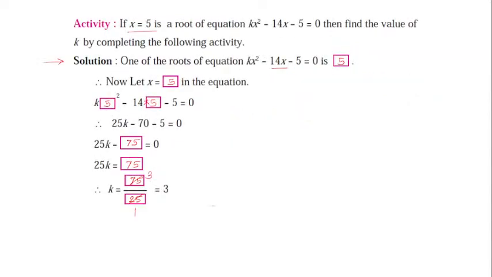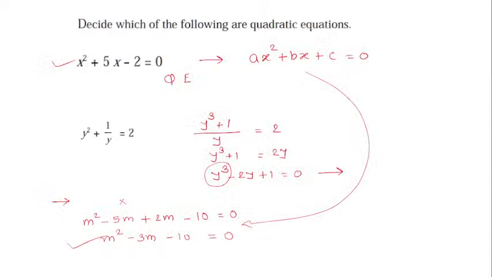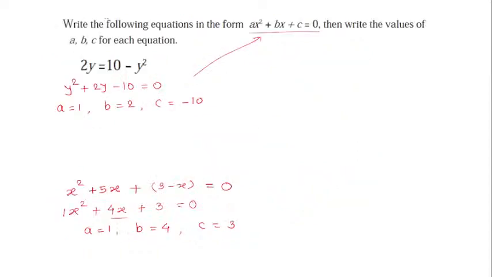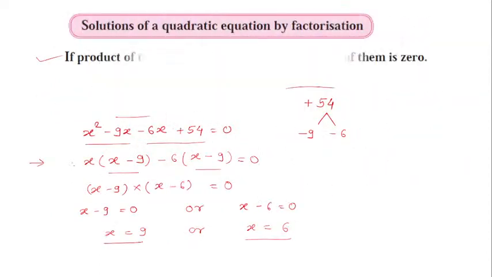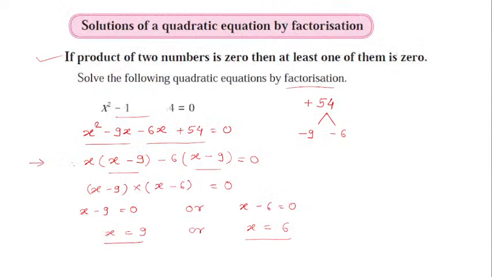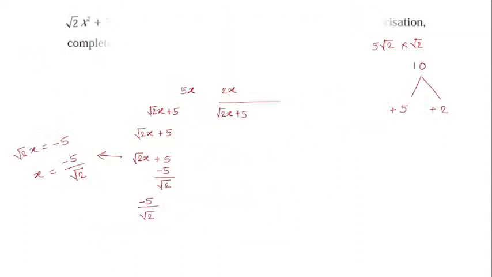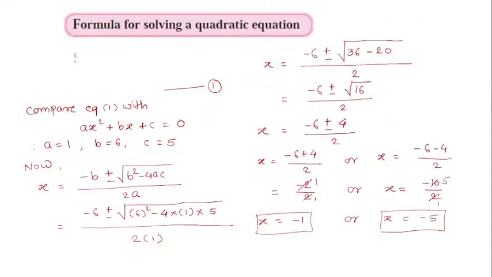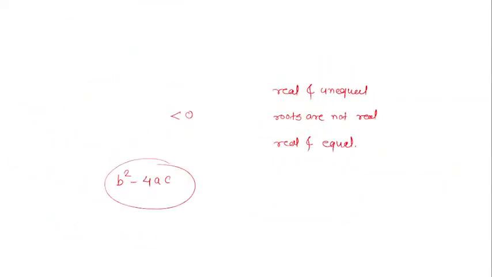Based on that, we solved one activity. Then this is the question which is based on identifying whether the given equation is a quadratic equation or not. So all these parts we studied yesterday. We solved some examples based on that: the factorization method, the formula method, and the nature of roots of a quadratic equation. All these parts we have studied.